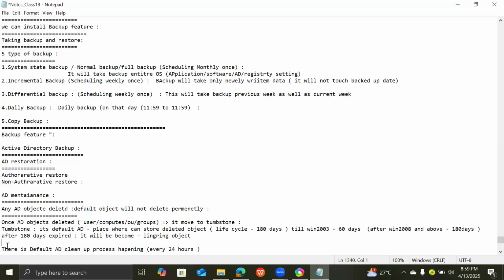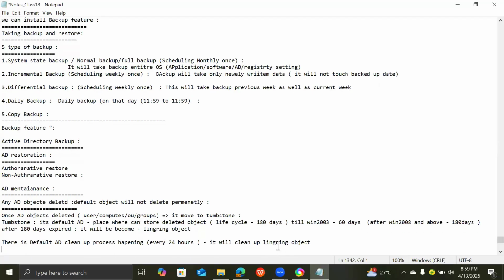Now there is a default Active Directory cleanup process happening every 24 hours. During this time, it will clean up whatever lingering objects are there. It means it will clean up all the dead or deleted objects, so it will avoid replication issues. Is this clear?